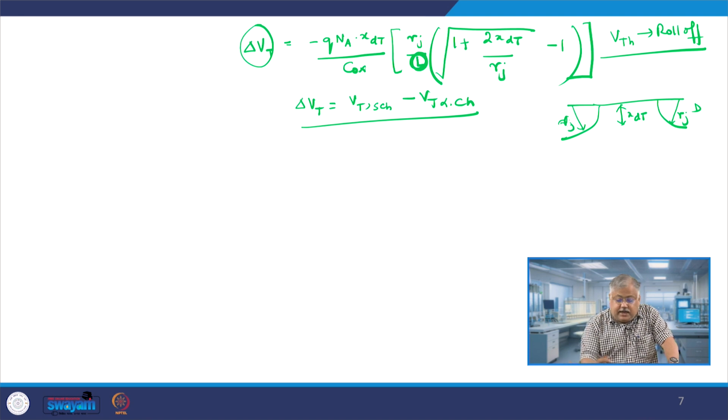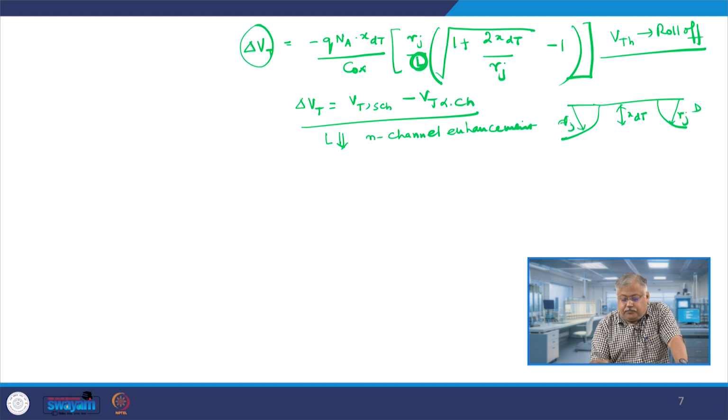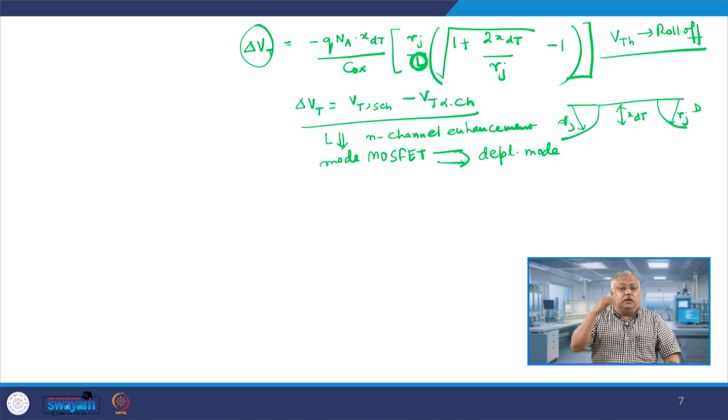Which means that if you lower the value of L, an n channel enhancement mode MOSFET will actually convert to a depletion mode MOSFET, will behave like a depletion mode MOSFET. Why? Because your threshold voltage has actually gone down. The threshold voltage has a negative shift, and negative shift primarily means you are moving from enhancement mode to depletion mode. And this happens when your channel length goes down and the short channel effect becomes more severe.